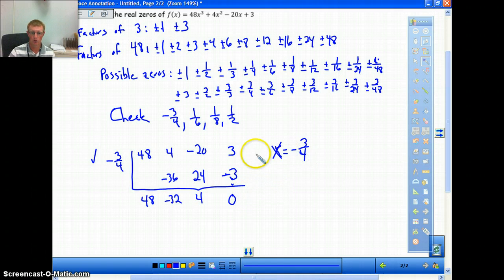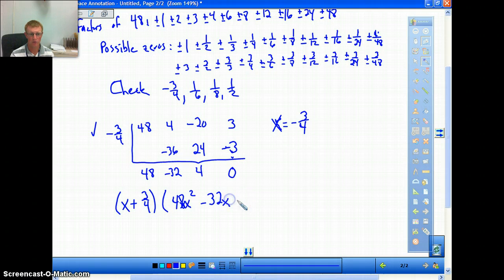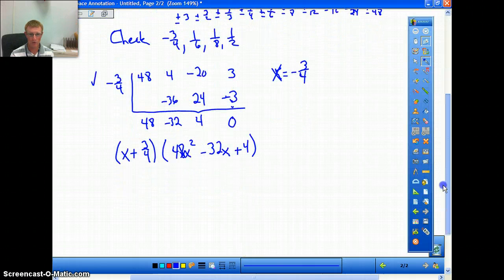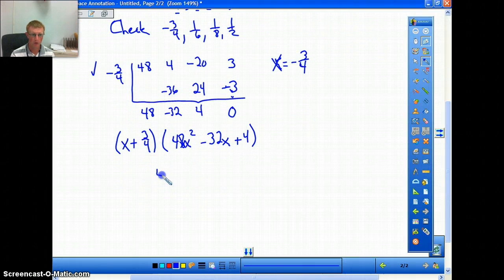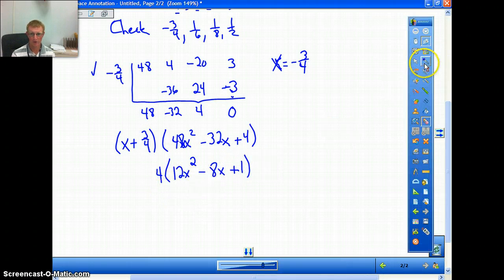So now we're going to write out our factors. We have x plus 3/4, and I know we're not supposed to write it like that, but we don't care, we're just trying to solve, times 48x squared minus 32x plus 4. Now we just need to factor this, and this is factorable. First we bring out a 4, so it'll be 4 times 12x squared minus 8x plus 1. Now we're just factoring this right here.